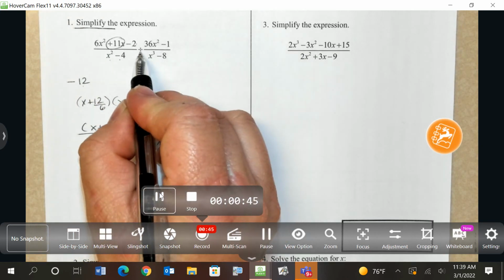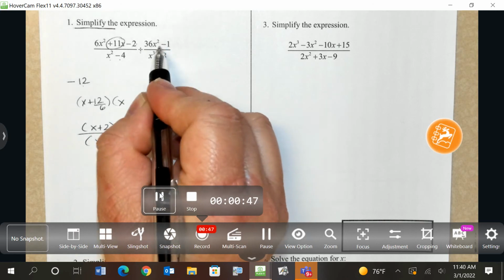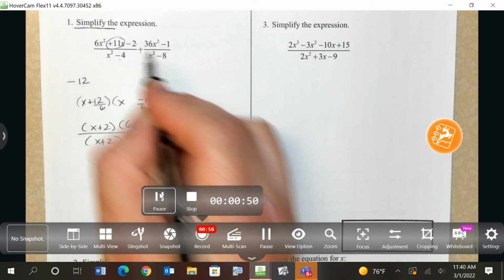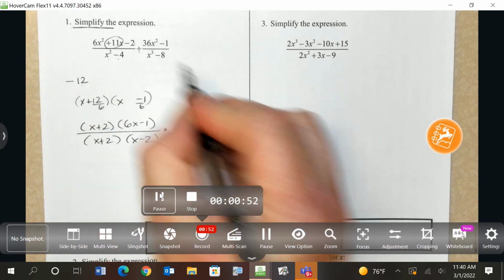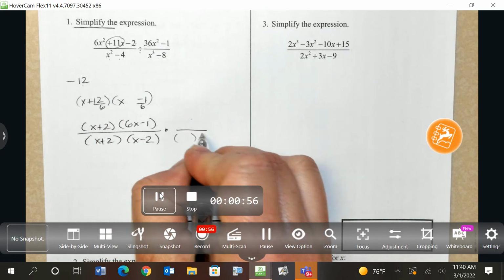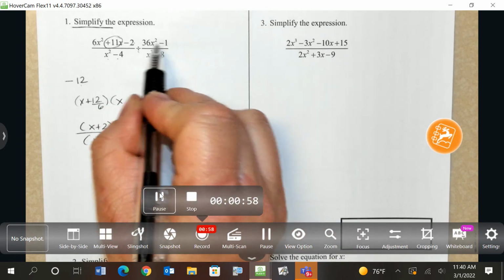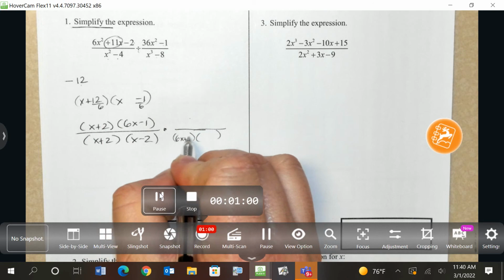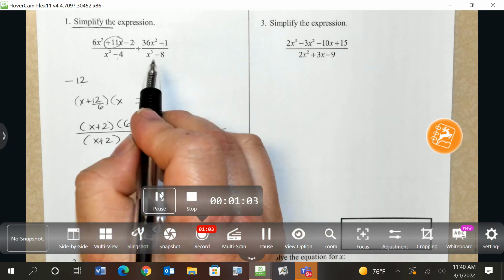Remember, when you are dividing, it's the second fraction that you're going to take the reciprocal. So division turns into multiplying. This will go on top. On the bottom will be 36x squared minus 1. Now 36x squared minus 1 is a difference of squares: 6x plus 1 and 6x minus 1.